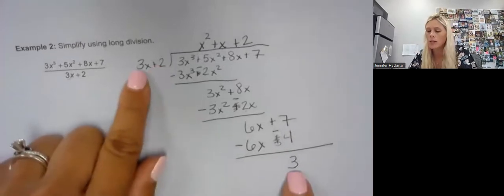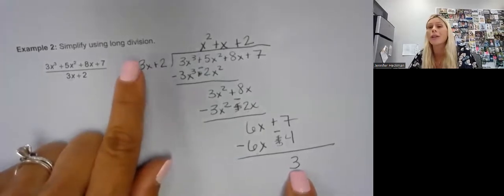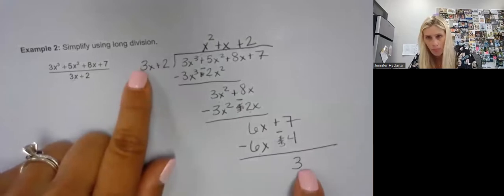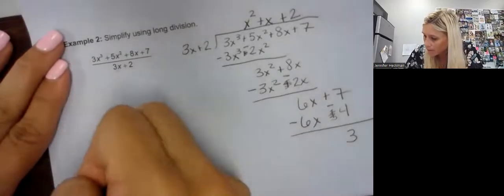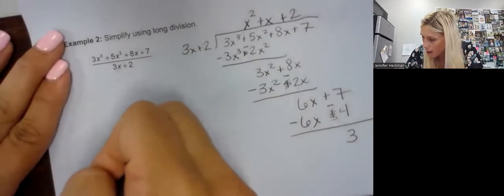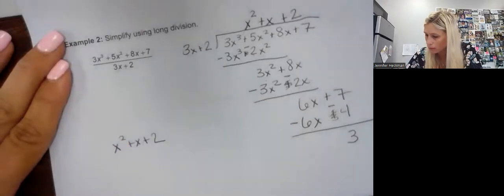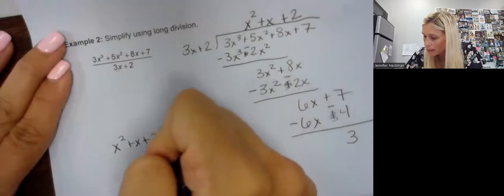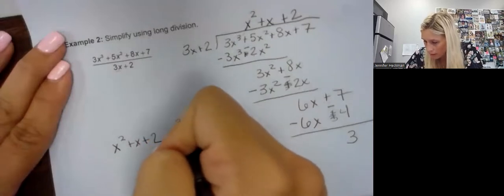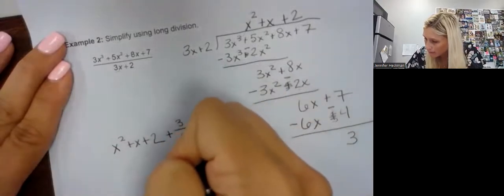Now I can't do anything, right? Because 3 times what, or 3x times what is 3? I can't multiply. I would have to go backwards. So this is my remainder. So my final answer is x squared plus x plus 2. That's the quotient. Now it's a positive 3. So I'm going to say plus 3, which is my remainder, over what I divided by.